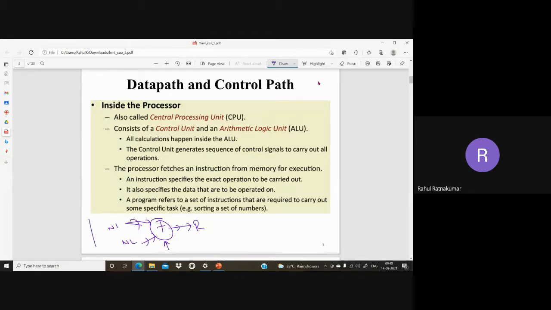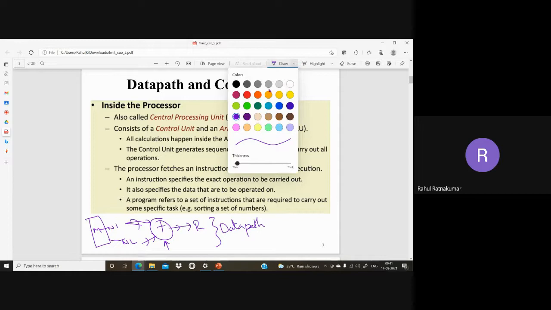And there's a memory. n1 and n2 are stored in memory, right? So all these paths or all these signal transmissions we can generally term as a data path. Okay? And there is another set of signals, which we can call control, which is controlling the flow of data. That is called control path.